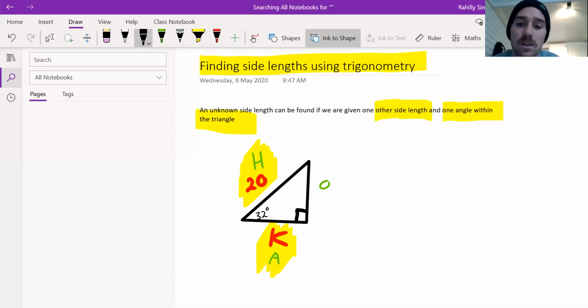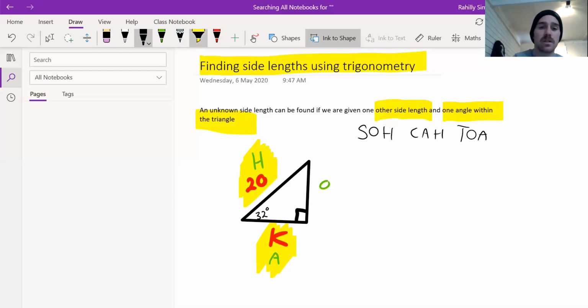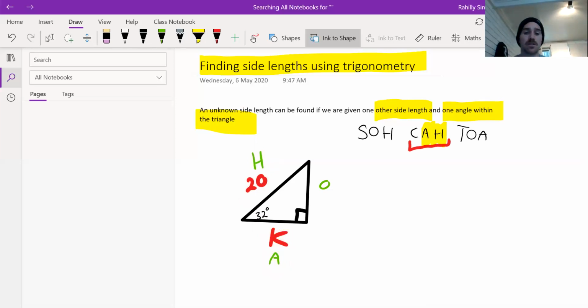Now, to decide which one we're going to use, we're going to use SOHCAHTOA. Now, which one has A and H? Is COS. Okay, because that has A and H here. So you need to label your triangle and then determine which trigonometric ratio you are going to use. And we are using COS because we've got the hypotenuse and the adjacent.